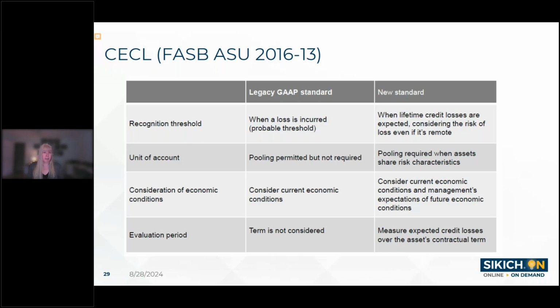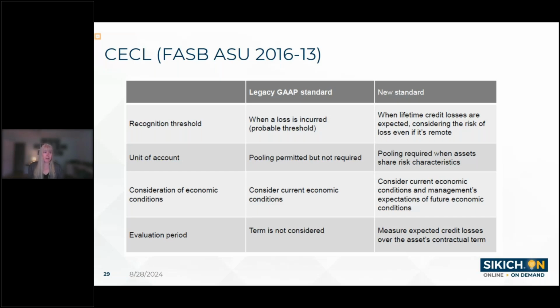The unit of account is slightly different. Under CECL, you are required to pool financial assets at amortized cost into groups to measure expected credit losses when they share similar risk characteristics. Under legacy GAAP, pooling was permitted but was not required. In terms of economic conditions, the CECL standard requires management to consider both current economic conditions and management's expectation of future economic conditions. I'll talk a little bit about the limitations of that in a minute.